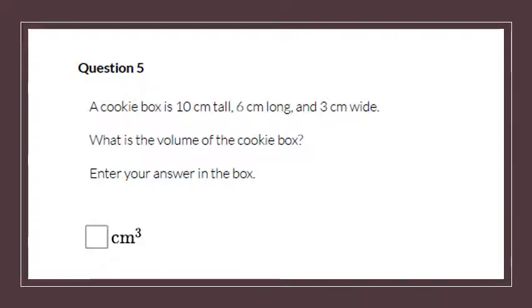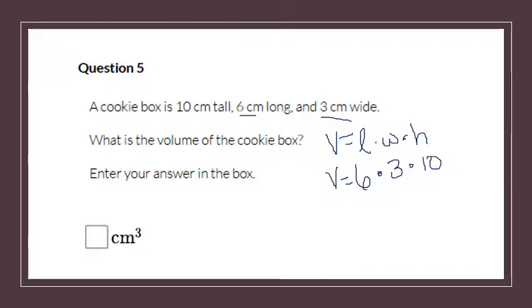A cookie box is 10 centimeters tall, 6 centimeters long, and 3 centimeters wide. It doesn't matter which order, but I'm going to go by what it says. So 6 long, 3 wide, and 10 centimeters tall. So 6 times 3 is 18, times 10 is 180, and that would be centimeters cubed.